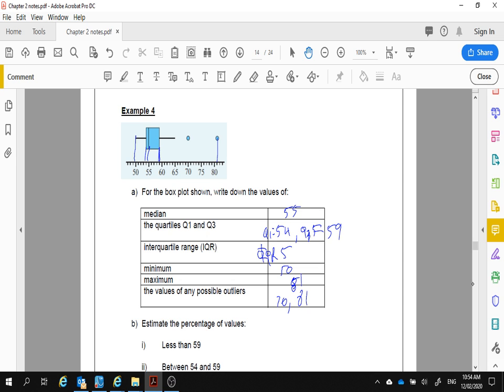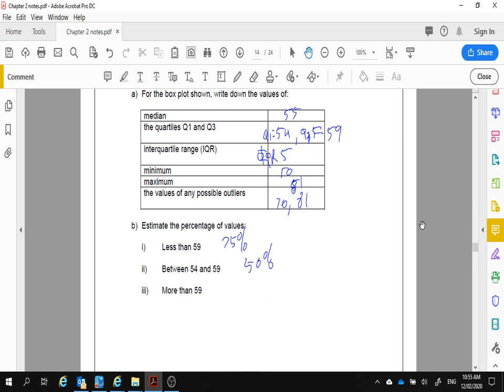Okay, percentage, estimate the percentage of range less than 59. Remember that all of these come in 25% lots. In the middle 50%, and in the outside 25%. So here, all the way to the outside there, less than 59, since that's Q3, this is 75%. Between 54 and 59, we have 50%. And here's another one, more than 59. More than 59, 25% of the data still to go.